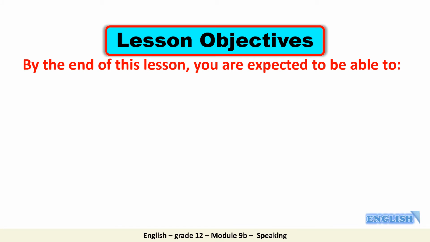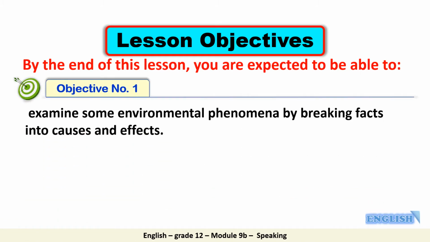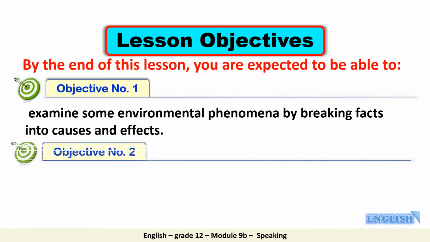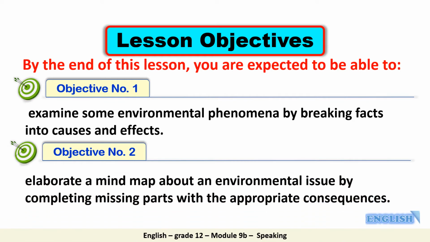Starting with the objectives of today's lesson. By the end of this lesson, you are expected to be able to, first, examine some environmental phenomena by breaking facts into causes and effects. And the second objective is to elaborate a mind map about an environmental issue by completing missing parts with the appropriate consequences.